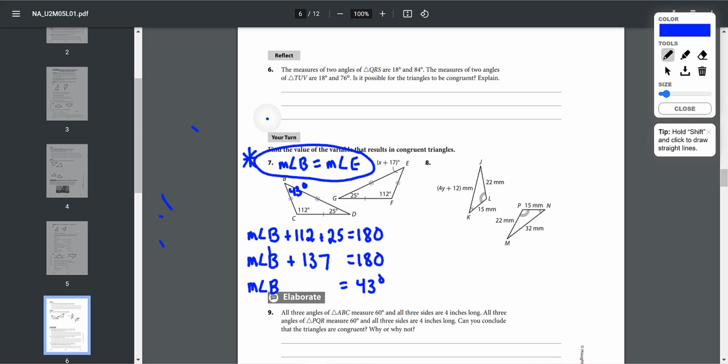So that means we can set x plus 17 equal to 43 degrees, since those are different ways to represent the same measurement. So x plus 17 equals 43. Subtract 17 from both sides, and we get 26. Again, pause the video and try number 8.